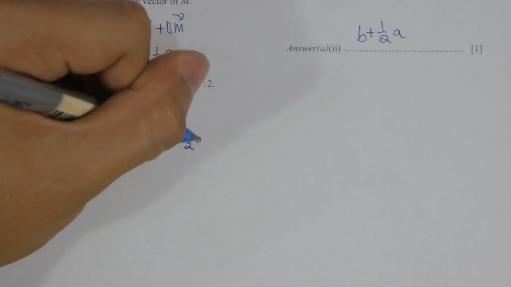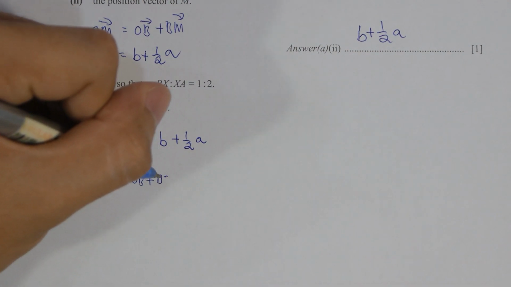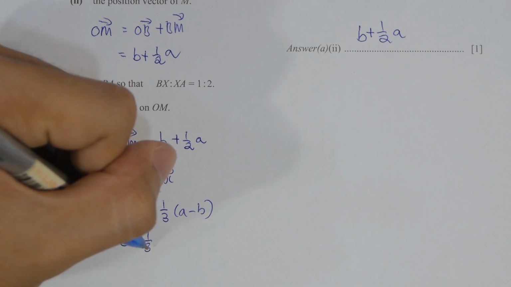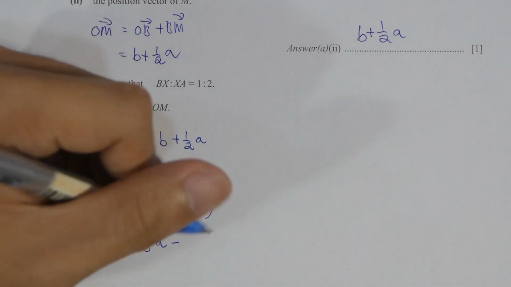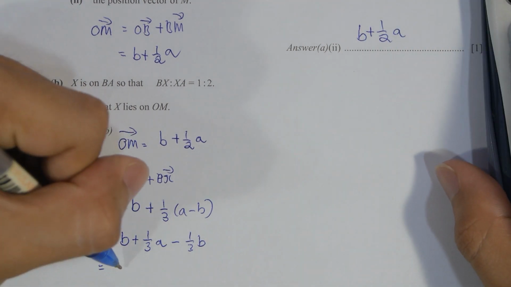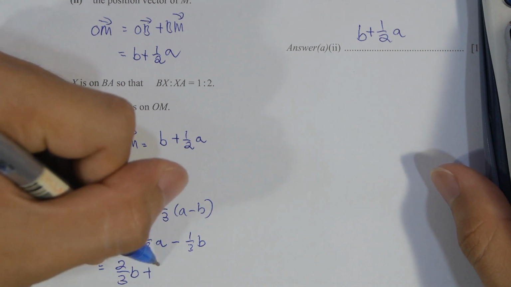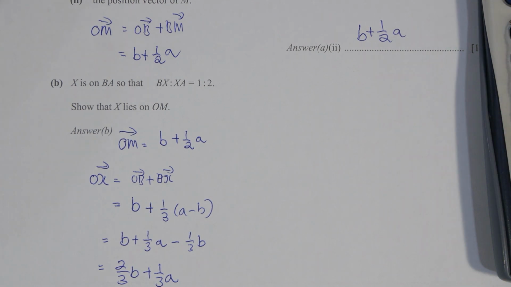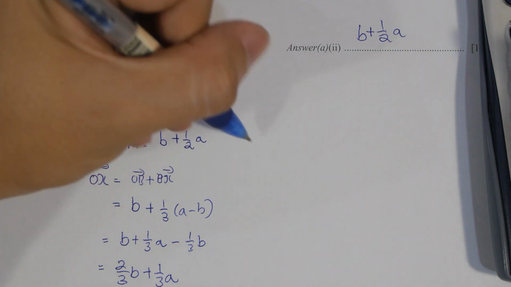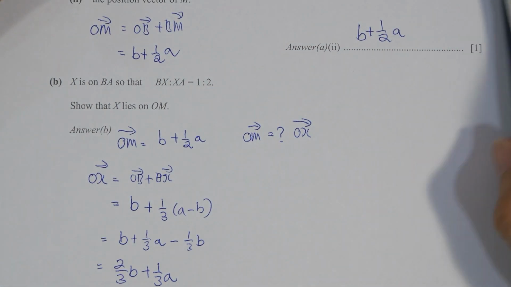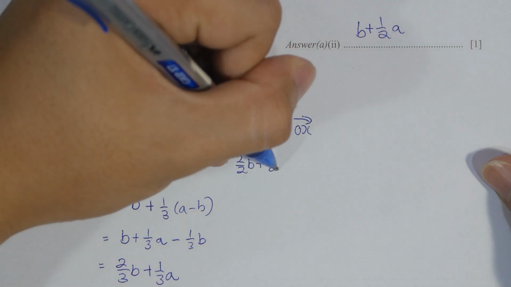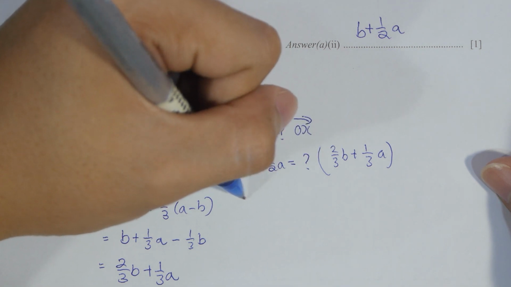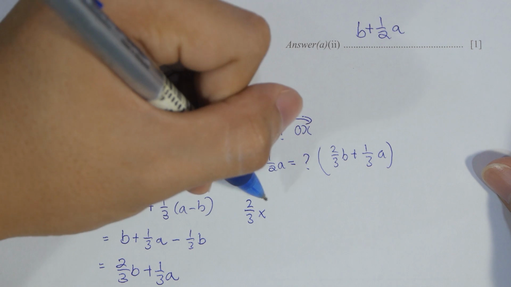So with that being said, we can now use OX equals OB plus BX, and the result will be B plus 1 over 3 (A minus B). So the final value will be 2 over 3 B plus 1 over 3 A. Okay, so OM equals the unknown times OX. So let's run the calculation and comparison. Okay, and our unknown here will be 3 over 2.